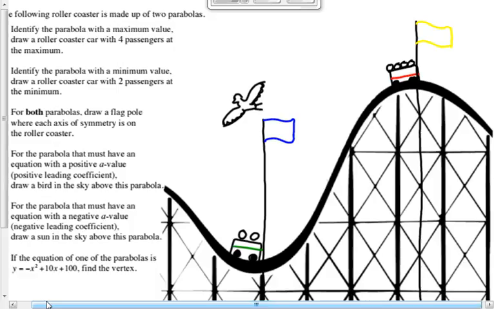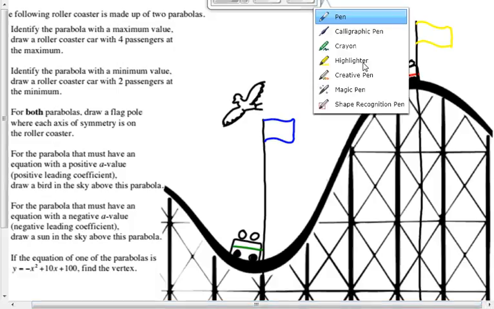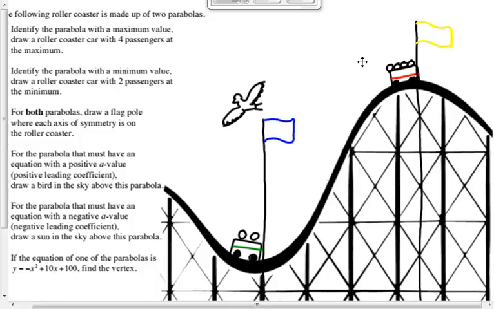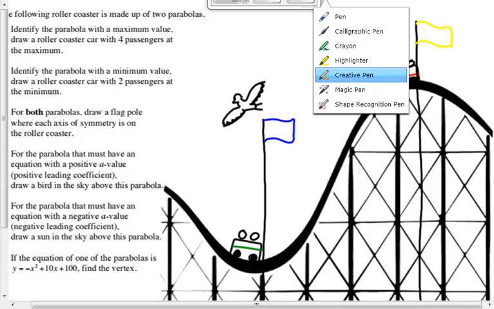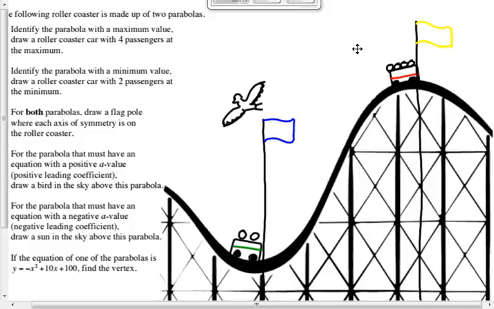For the parabolas that must have an equation with a negative a value, well, if we just found that the one that goes down has the positive a, the one that goes up has to have the negative a. They want us to draw a sun in the sky. And let's see if I have maybe some more fun markers that would do a good sun. Okay, here's one.